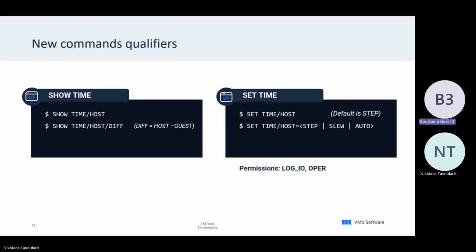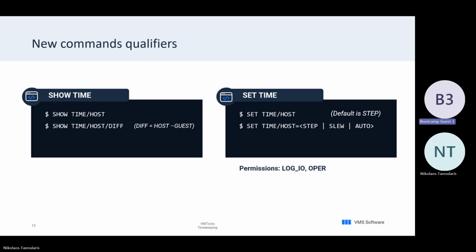Now, how can we trigger a time update? We have some new qualifiers like the SHOW TIME/HOST and the SET TIME/HOST. With the SHOW TIME/HOST, you can see the time of the host in our own time zone, and we can even see the time difference between our machine and the host machine with SHOW TIME/HOST/DIFF. And the difference is the host minus the guest, the OpenVMS system. So if we have a negative difference, that means that we are ahead of the host.